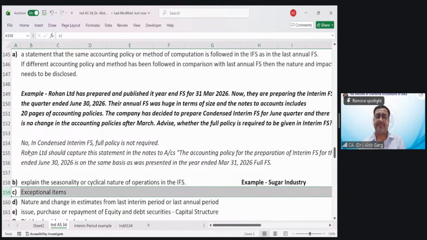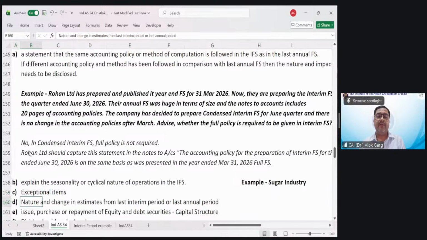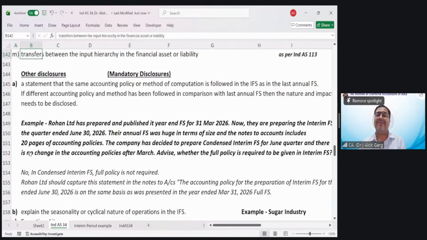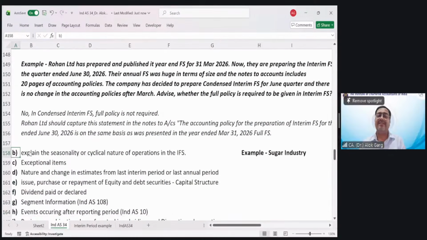Exceptional item, friends. If any exceptional item is there, it is required to be disclosed, right? What we are discussing right now is other mandatory disclosures. So accounting policy we discussed, seasonality or cyclical nature of operations we discussed, and exceptional items we need to disclose. Next, nature and changes in estimate from the last interim period or last annual period. In the last interim period or last annual period, we had taken a warranty provision of 5% of sales. Now we have increased it to 7% of sales. So friends, this change in estimate is required to be disclosed.